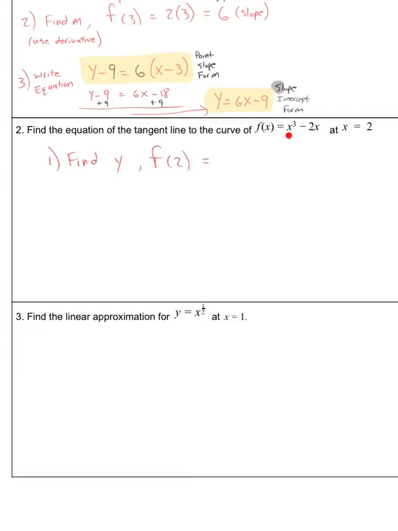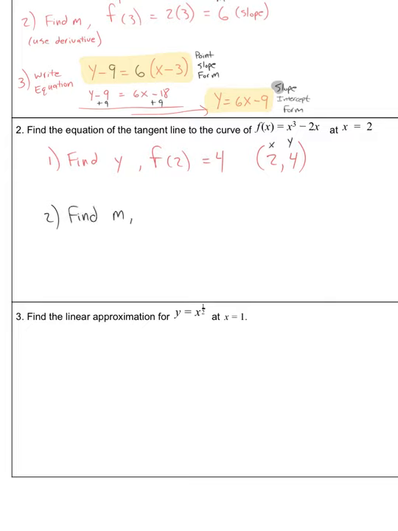So 2 cubed is 8. 2 times 2 is 4. 8 minus 4 is 4. So there is my y value. 2, 4 is my point. X is my 2 that was given. Y is 4.